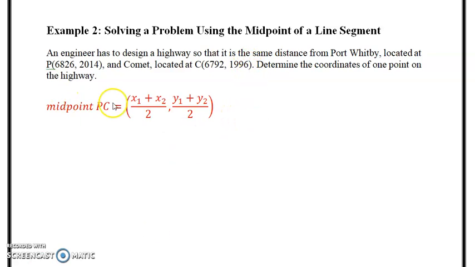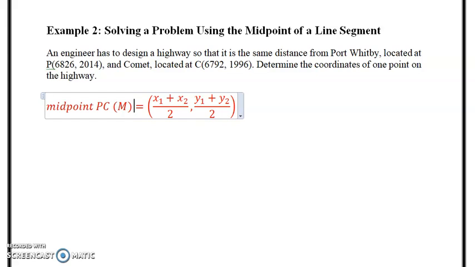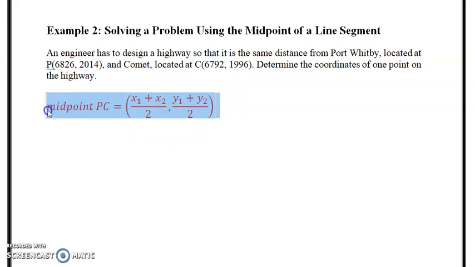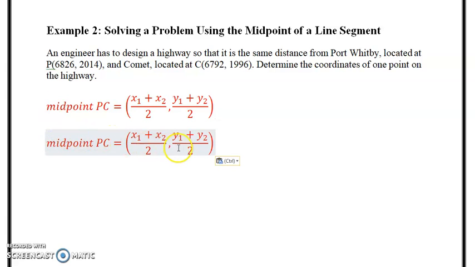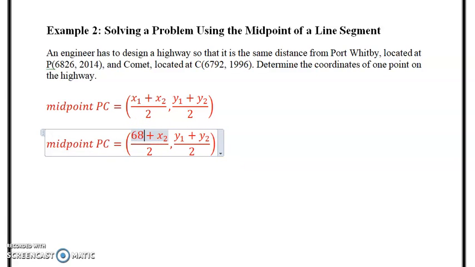So I've written my formula, midpoint of PC. Sometimes they'll just call it big M for midpoint. I don't like that because you might get confused with slope, so I just say midpoint of PC. It does not make any difference. So for the x values, just take the two x values, add them together, and divide by 2. Essentially you're taking the average, which makes sense, because you want to get in the middle.